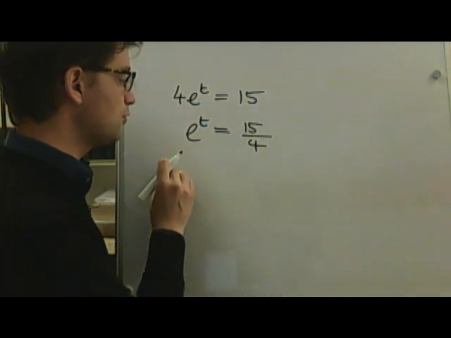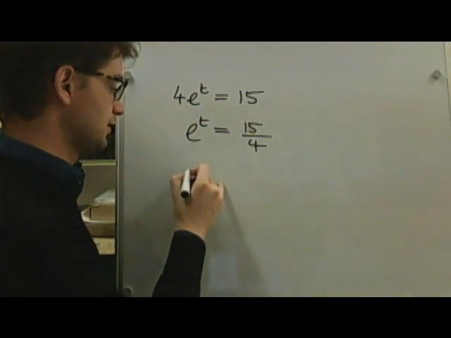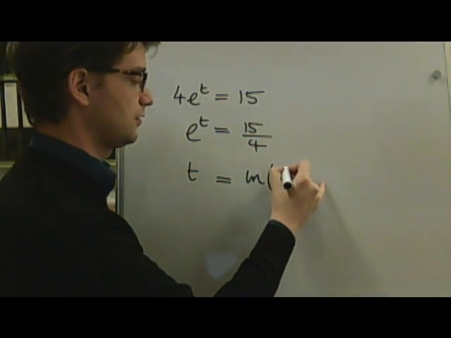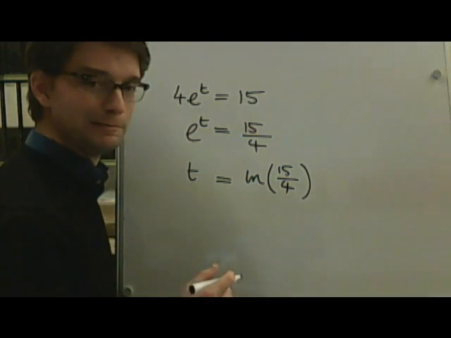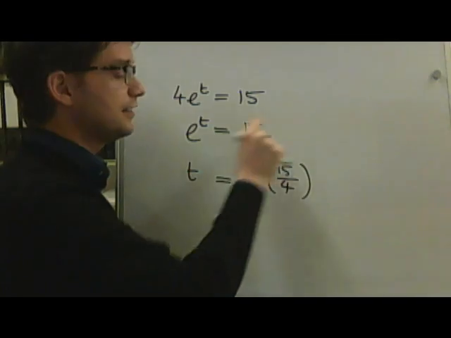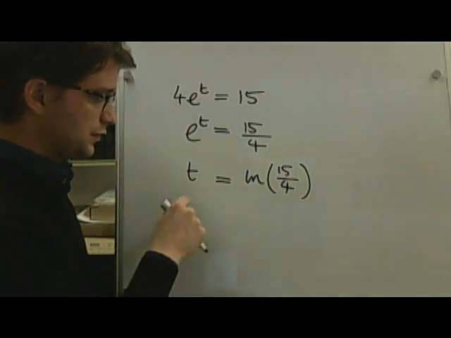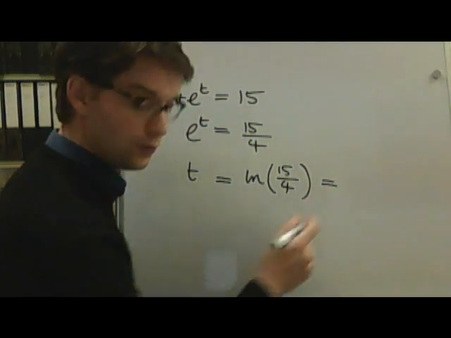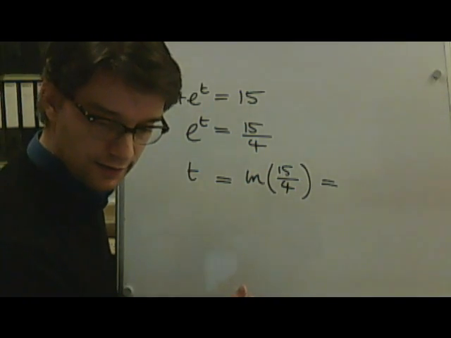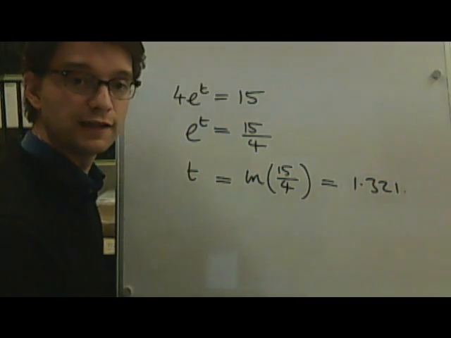If I take log of e to the something, I'm just left with the something. So this then becomes t equals log of 15 over 4. This is kind of like taking the e to the something over to this side and changing its sign, or inverting it and turning it into log of. So I get t equals log of 15 over 4, and my calculator earlier told me that this was just 1.321. So you can actually find a value for that.